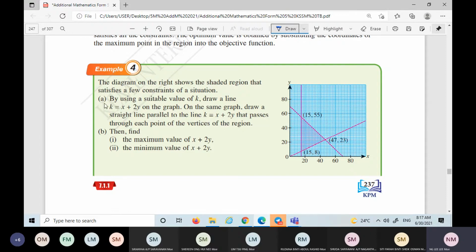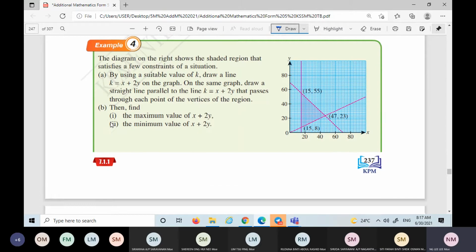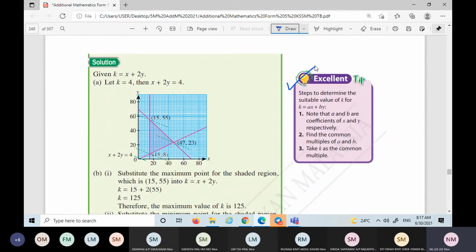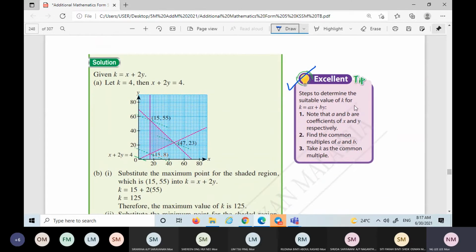So what value of the K here? You have to choose. How to choose? You go to the next page. Here is how to choose the value of K. It's just very simple. If your objective function is K equals AX plus BY, you just get the A and the B, find the common multiple. For me, I'm not going to find the common multiple. I will just do A times B, and A times B will be a common multiple already actually.